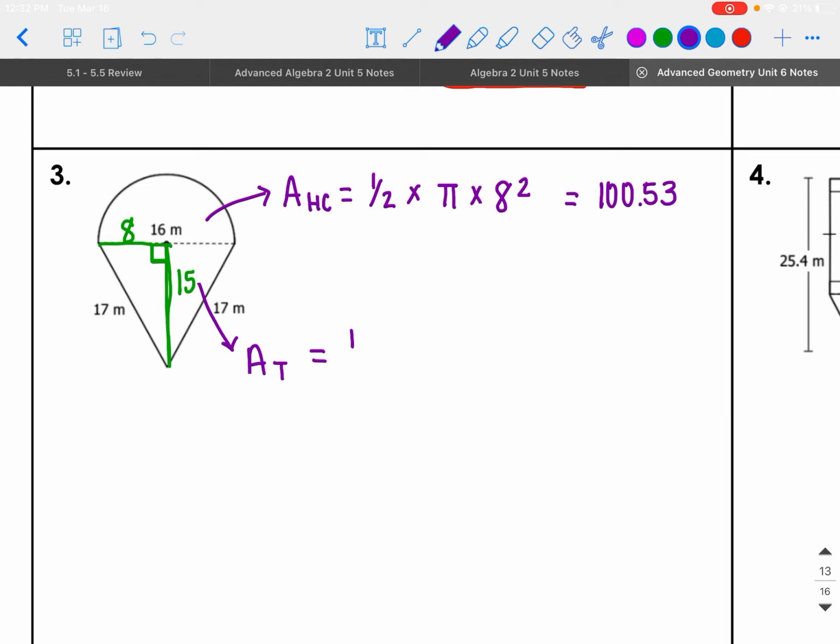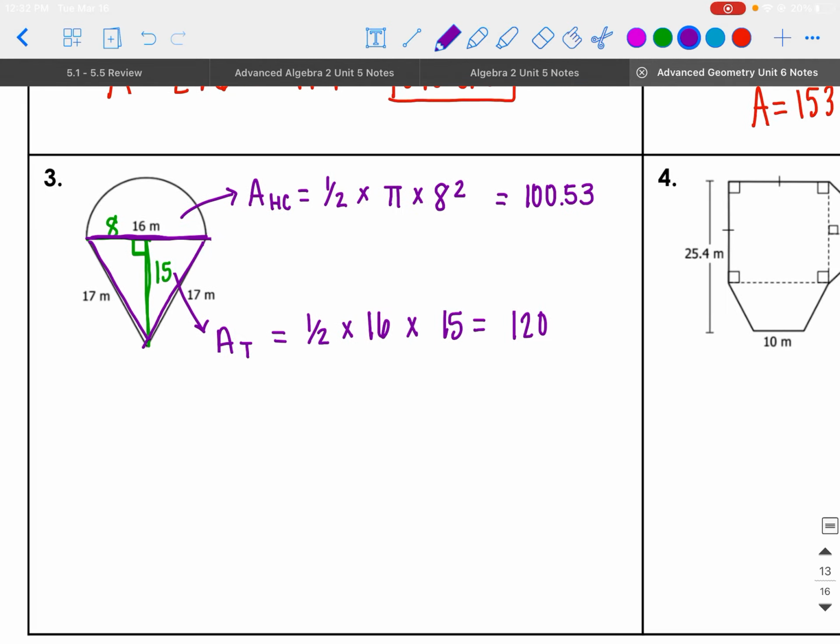So the area of the triangle is half times base. So we're back to this whole triangle. So the base of it is 16 times height, which is 15. And this is 120. So the overall area, if I add those two together, I get 220.53 meters squared.